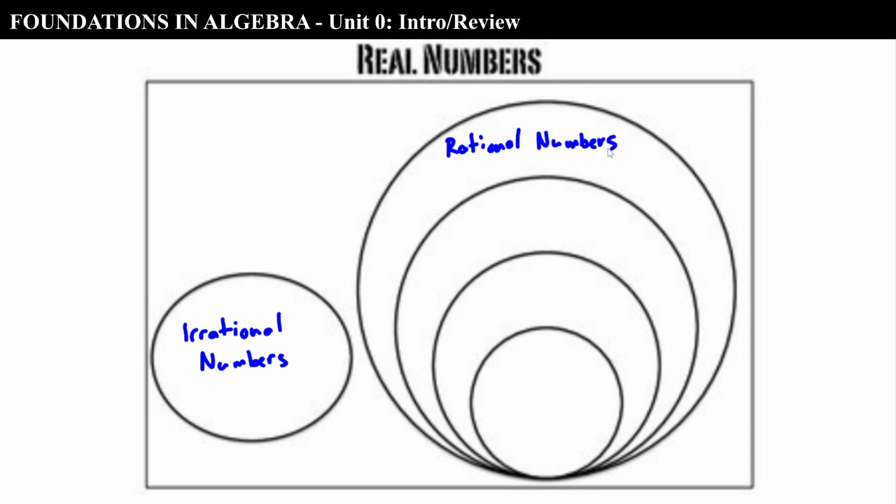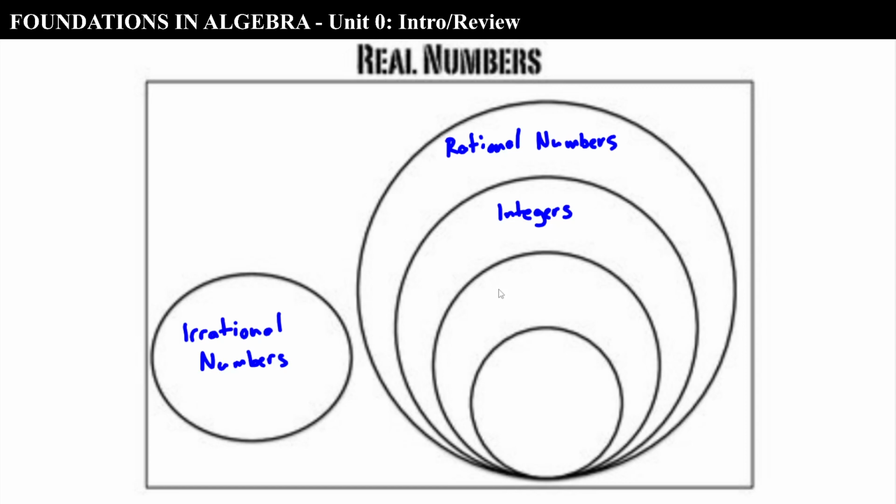Now, if you notice, every integer is a rational number because every nice round number can be written as a fraction. An easy example of that is the number 2 can be written as 2 over 1. So therefore, integers are included as rational numbers. All integers are rational numbers.